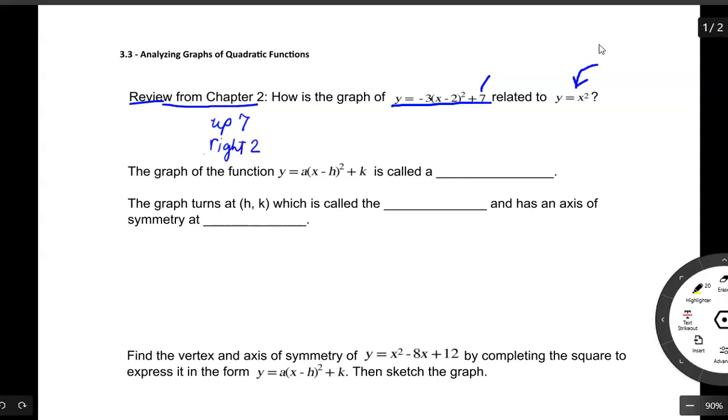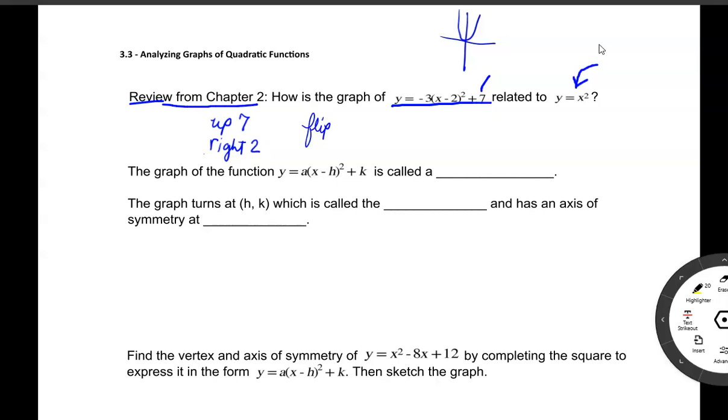So now we have our basic parabola, which starts out at 0, 0. We've seen that before. This is our basic one. We have now shifted it up 7, and we've moved it to the right 2, so it's up in here. The next thing I notice is that we have a minus sign out in front. Do you remember what that does? That flips it over. So now instead of opening up, it's going to open down.